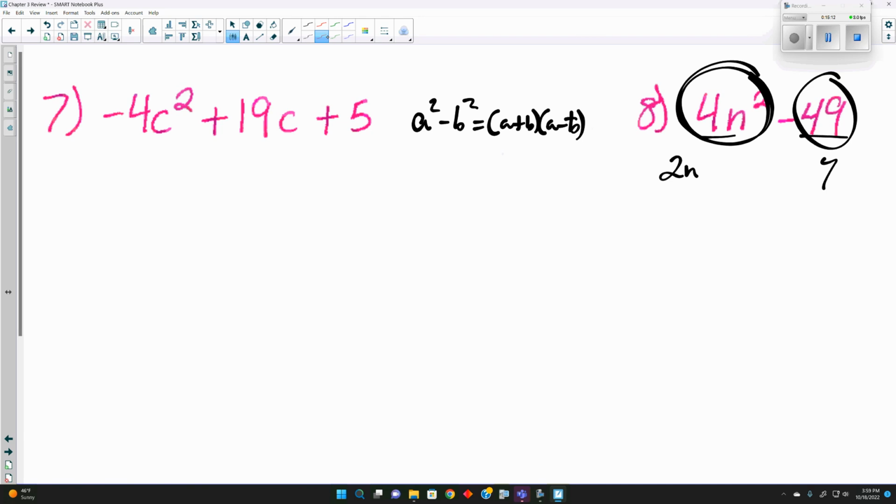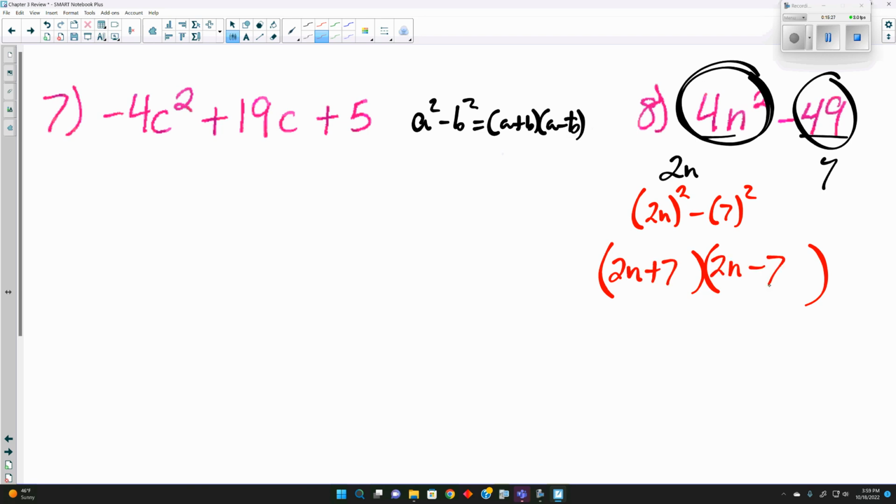So for this problem here, we're really saying that we have 2n squared minus 7 squared, where a is 2n and b is 7. So we really are saying that we have 2n plus 7 times 2n minus 7. And that's it.